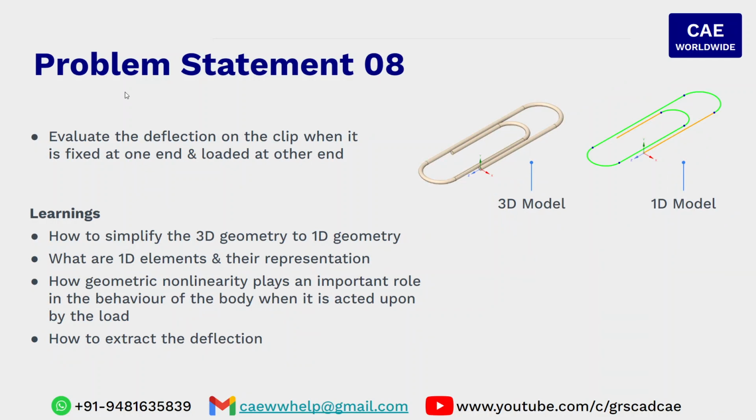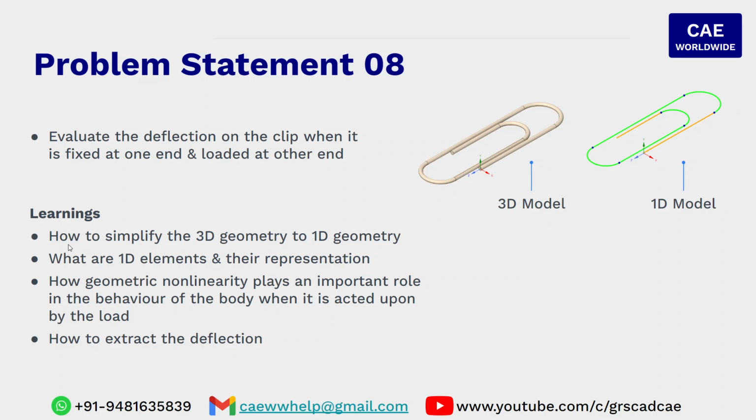The next problem statement reads like this: evaluate the deflection on the clip when it is fixed at one end and loaded at the other end. The component looks very simple, but we have a very good learning out of this analysis. Here we can see it's a 3D model of a paper clip that can be simplified to line bodies and converted to a 1D model. We are going to fix one end, apply the load at the other end, and understand the behavior of this.